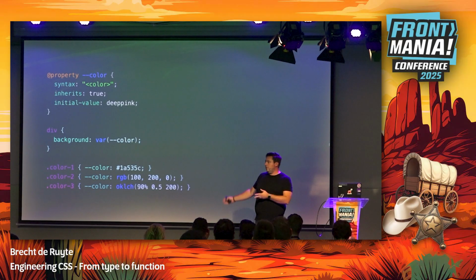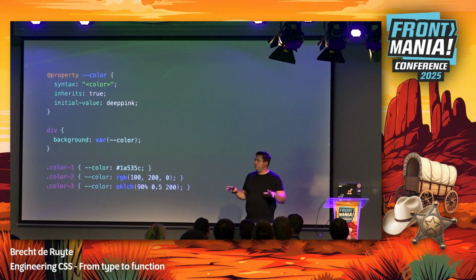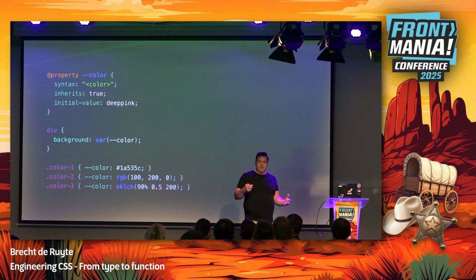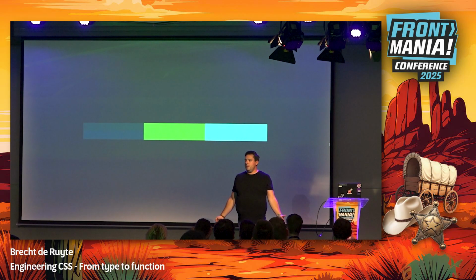Now I'm using different color syntaxes. I'm using a hash code, I'm using RGB, I'm using OKLCH. It doesn't matter. CSS knows that this is a color syntax. That's all fine. CSS is aware. The output of that would just be those 3 colors.